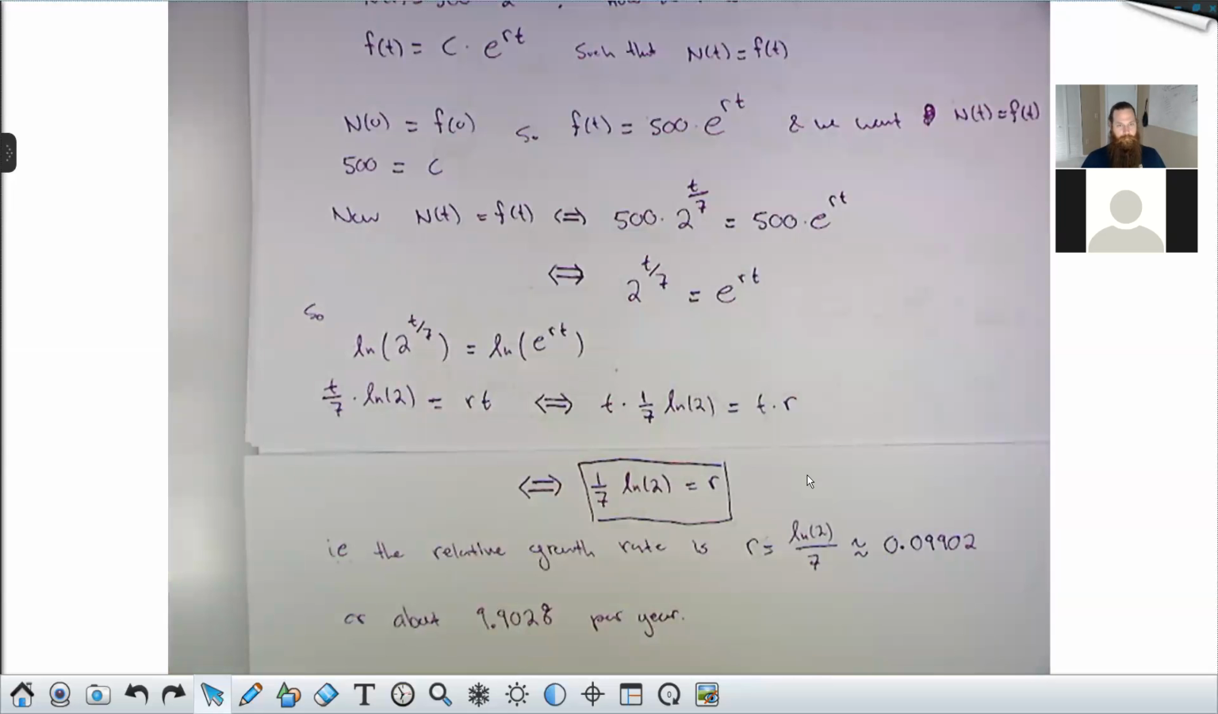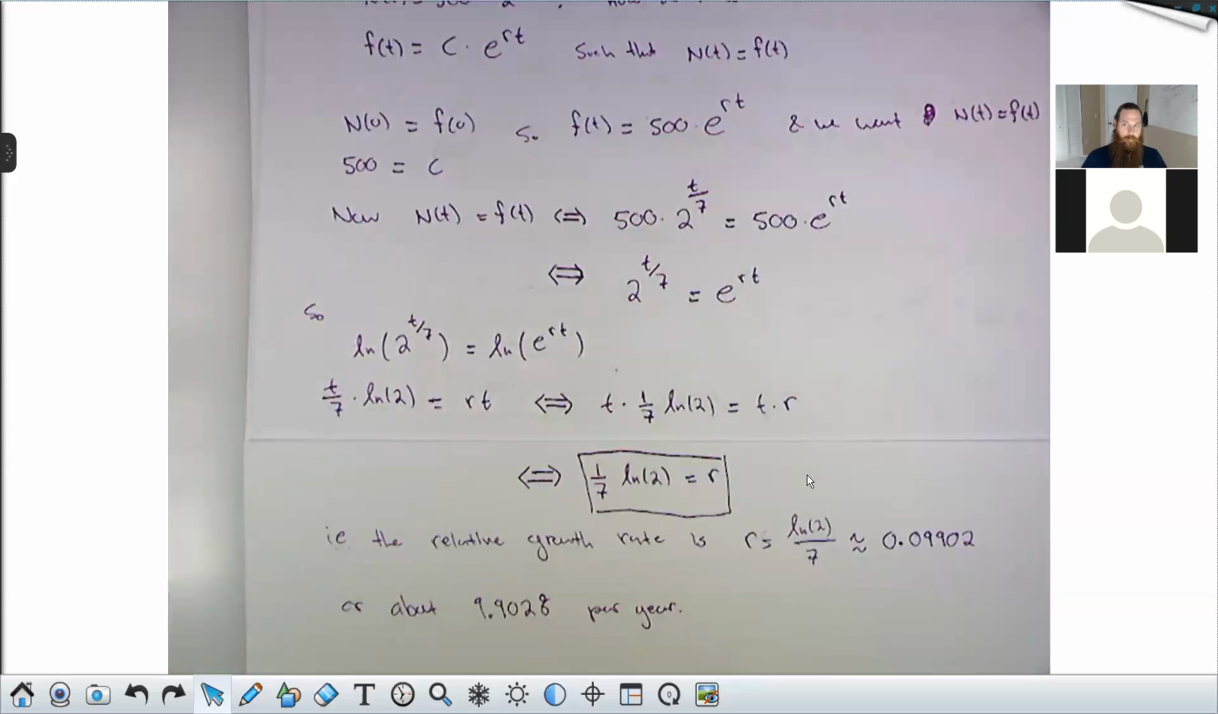Nifty, right? So you can go from one form to another. You can go from doubling time to relative growth rate. You could similarly go from relative growth rate to doubling time, or half-life to doubling time, or half-life to growth rate. All of these are manageable. All right, so that is everything I wanted to show you guys and everything that you guys need to knock out this last very small homework between now and the test.